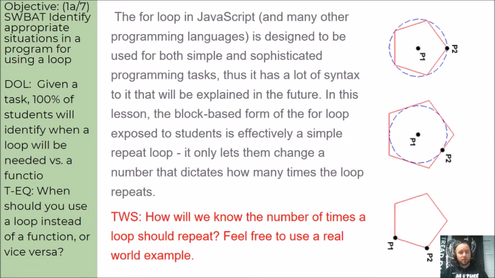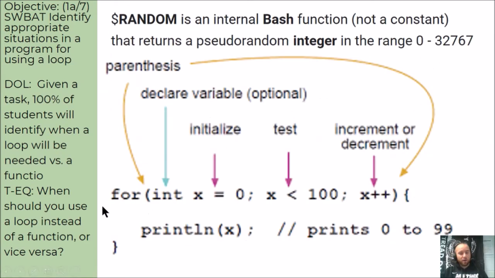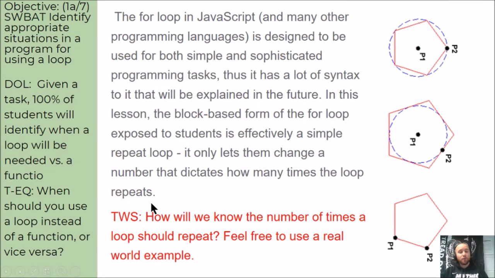The for loop, which says for in the beginning, in JavaScript and many other programming languages is designed to be used for both simple and sophisticated programming tasks. Thus it has a lot of syntax to it that will be explained in the future. For now, in this lesson, the block-based form of the loop exposes students to effectively using a simple repeat loop, and it only lets you change a number that dictates how many times the loop repeats.